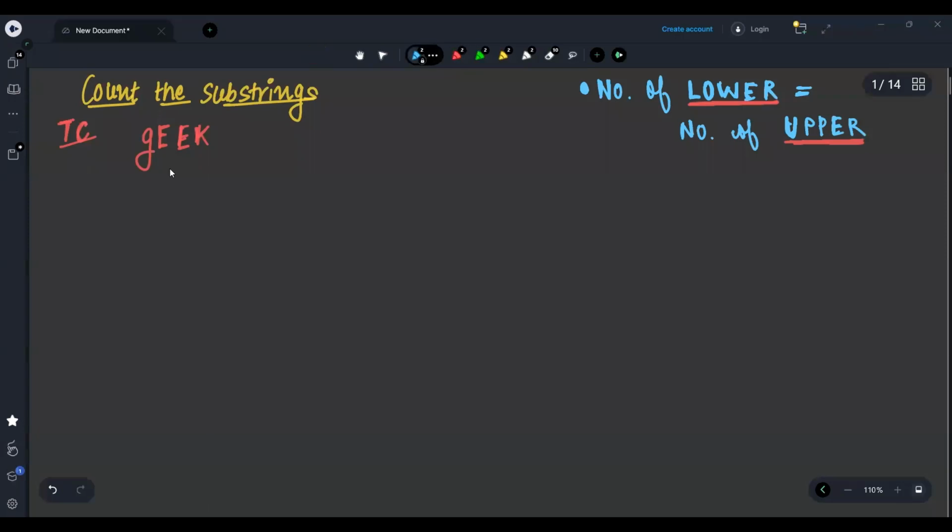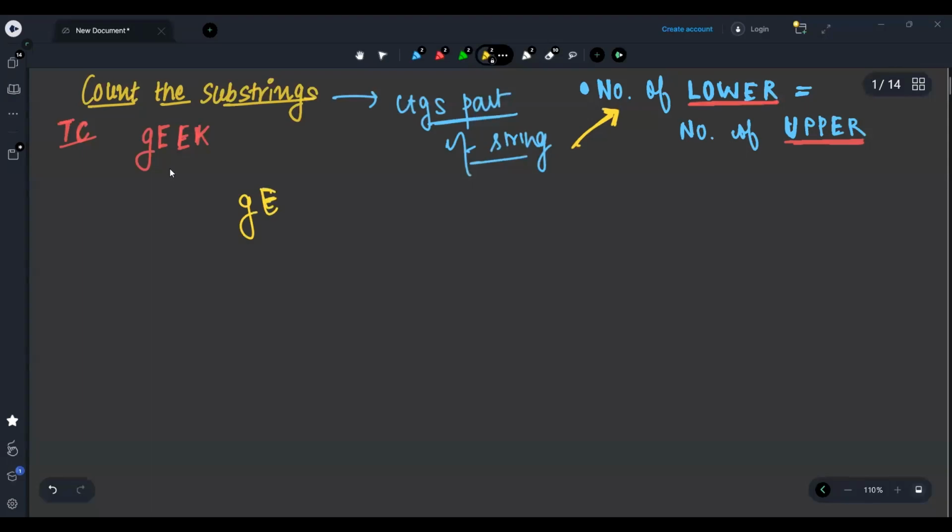If we consider a substring, what is a substring? A substring is a contiguous part of a string. Next, what do we want? We want this contiguous part of the string to have an equal number of lowercase and uppercase letters. Let's say I am considering "gE". The number of lowercase letters is 1, that is g, and the number of uppercase letters is 1, that is E. So they are equal, which means this is one of the substrings which follows the condition. So the answer will be +1.